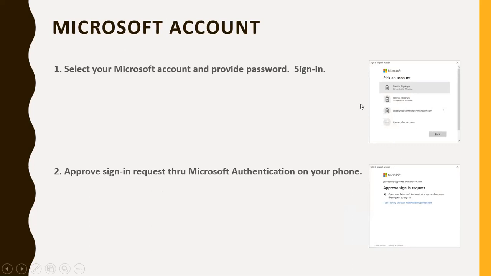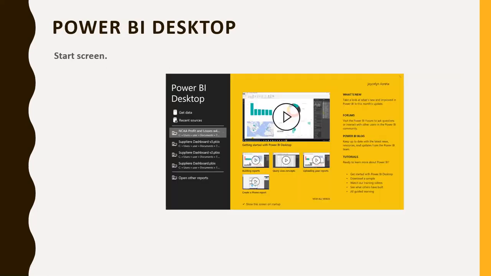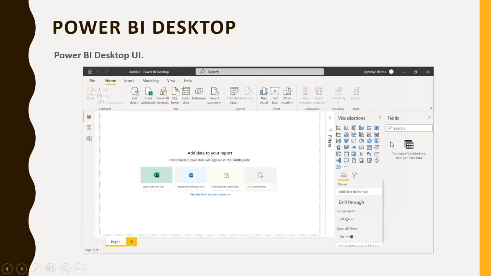And then it will ask you for a Microsoft account. If you have one, you need to sign in to register. Once you provide your login credentials in Microsoft, it will ask for approval through the Microsoft Authenticator that is installed on your phone when you have installed it earlier. When you launch Power BI, this is the initial window that pops up. You just close this window, and then you'll see the Power BI desktop.